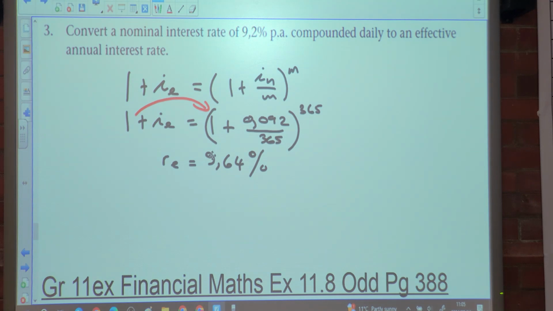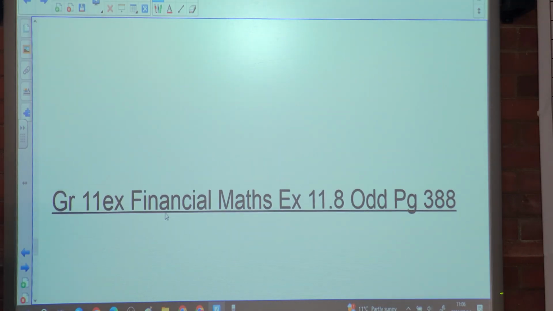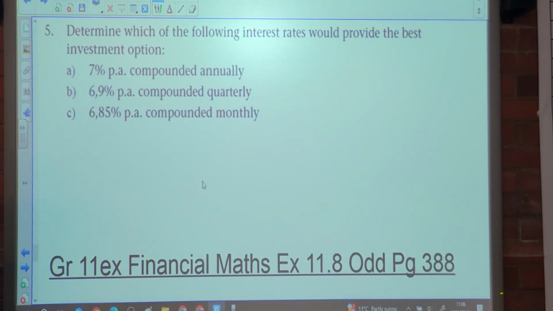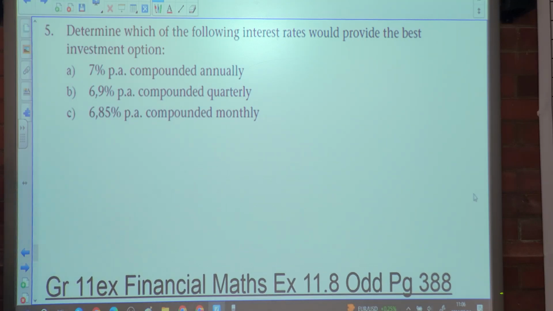Okay? Any confusion? Number 5. Determine which of the following interest rates would provide the best investment option. So one of two things, I can either choose 1,000 Rand and then work out 7% compounded annually on 1,000 Rand, 6.9% compounded quarterly on 1,000 Rand, 6.85% compounded monthly on 1,000 Rand, and see what is the best return.